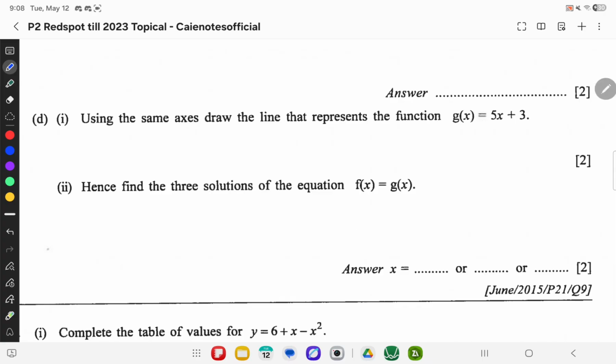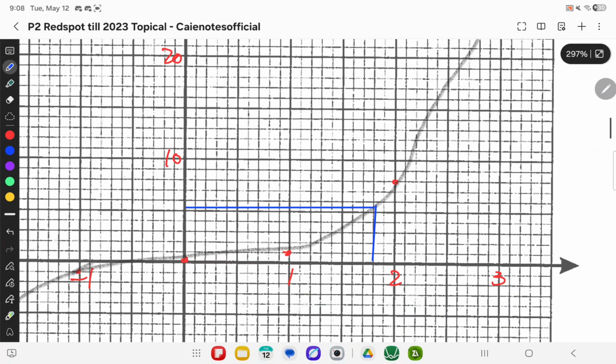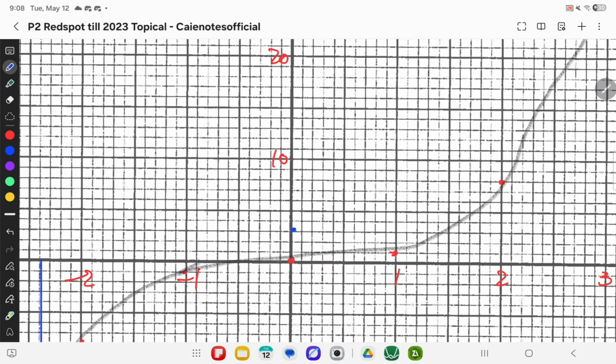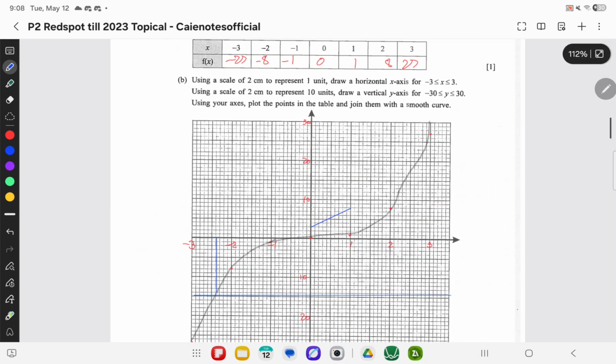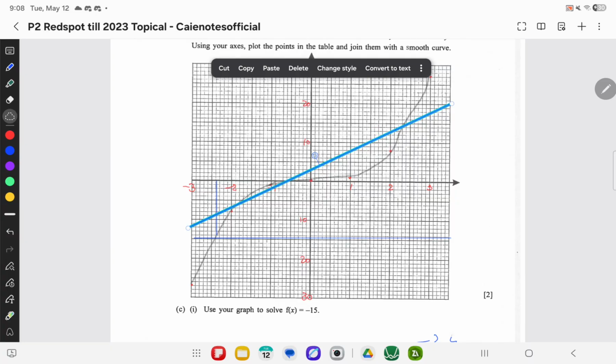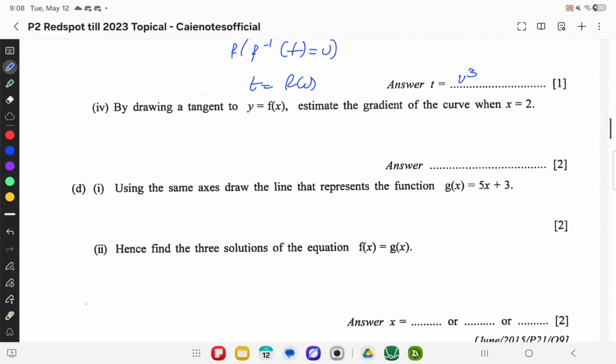Using the same axes, draw the line that represents the function 5x plus 3. So this is plus 3 and then the gradient is 5. So going 1 across, we go 5 up. This is our gradient and we will extend it to both sides, to the whole graph. It should not go outside the box, just inside it. So one is drawing it.